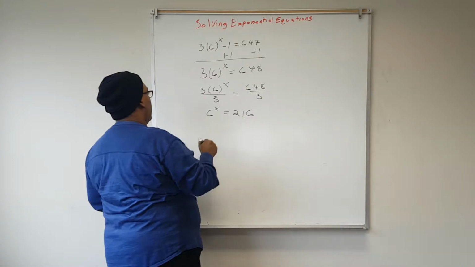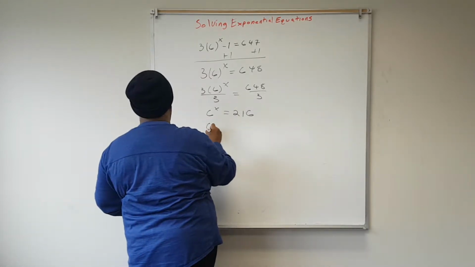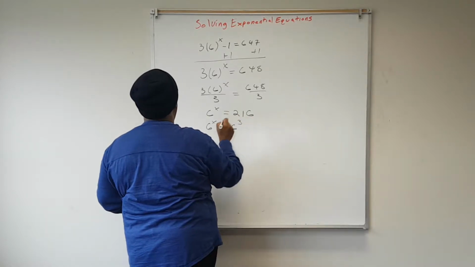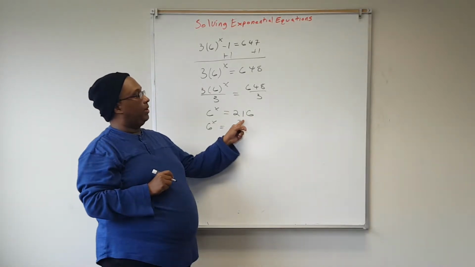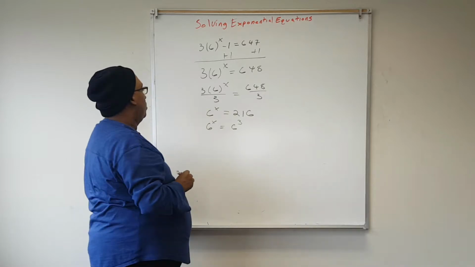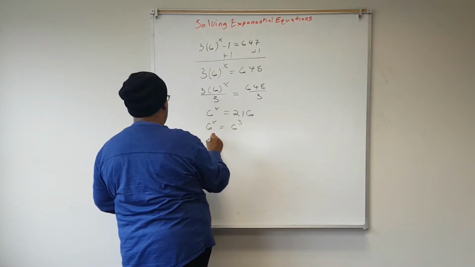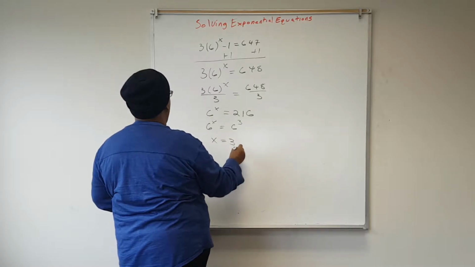This is actually the same as saying 6 to the x equals 6 cubed. 6 cubed is 216. So when the bases are the same, we can equate the exponents, and x equals 3.